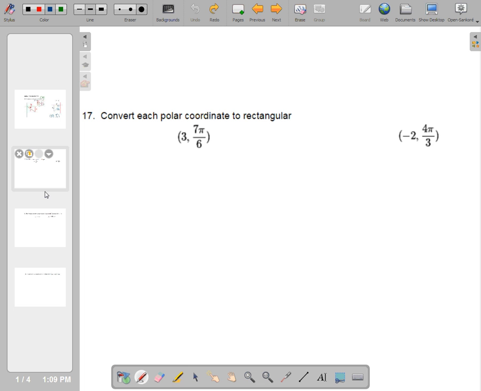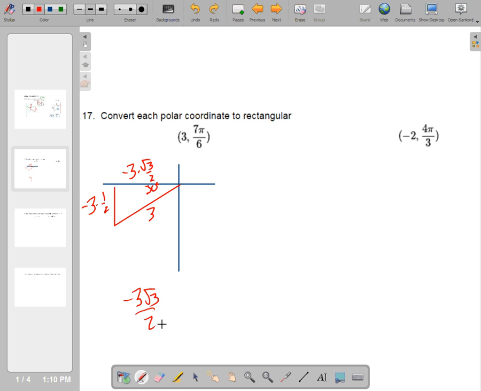Going the other way, from polar to rectangular, same game. 3, 7 pi over 6. 7 pi over 6 is right here, 30 degrees below the x-axis, and I know the radius, which is the hypotenuse, that's 3, and this is 30 degrees. Normally on a 30, 60, 90, this is 1/2, and this is radical 3 over 2, but this is not a unit circle, this is a 3-unit circle, so you need to multiply both of these by 3. Now you have the x and y coordinate, they're both negative because you're in the third quadrant, so negative 3 radical 3 over 2, and negative 3 over 2.